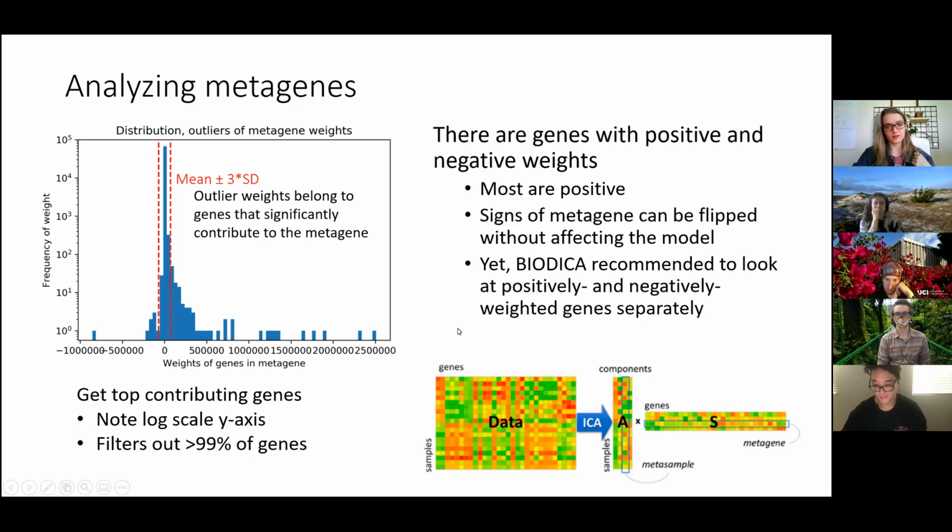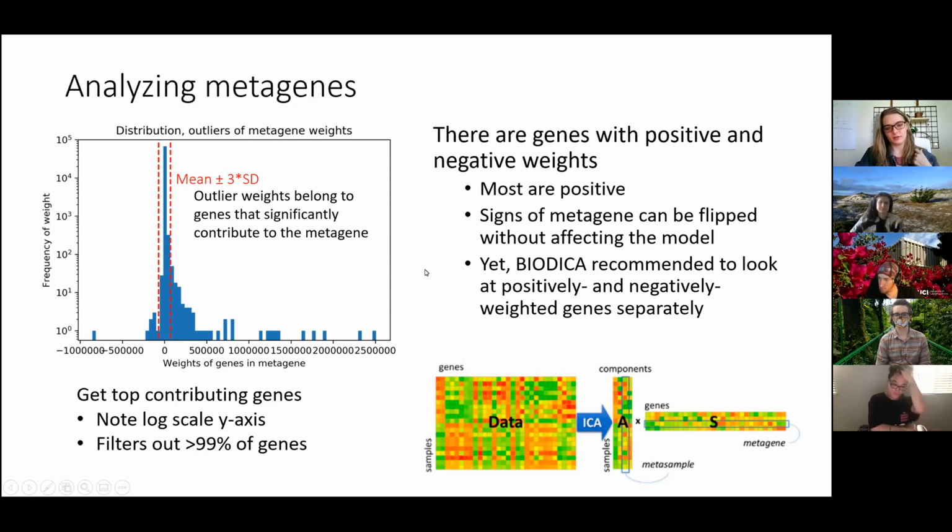Note that the genes have positive and negative weights. Most of these weights are positive, and the signs of the metagene can be flipped without affecting the model. That's something that I learned like 2 days ago. But Biotica recommended to look at these positively and negatively weighted genes separately.